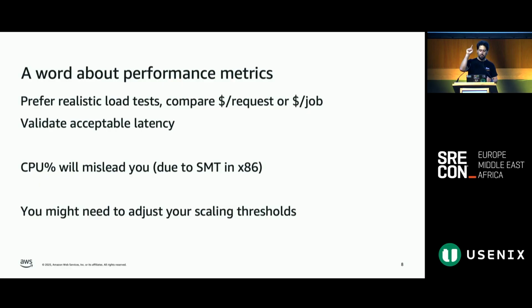So this means, please don't try to compare CPU utilization. If you migrate, you might also need to adjust your scaling thresholds, right? If you are scaling based on CPU utilization, after migration, you might need to switch from scaling on 60% to scaling on 80%, right? Or scaling on another metric altogether.